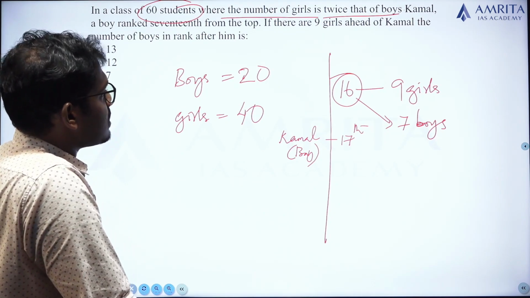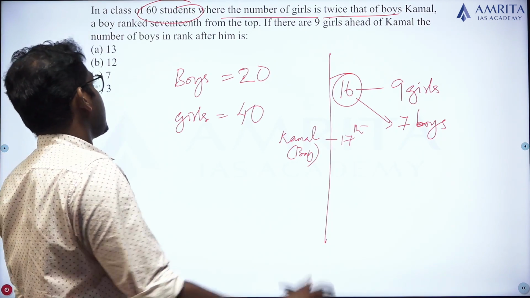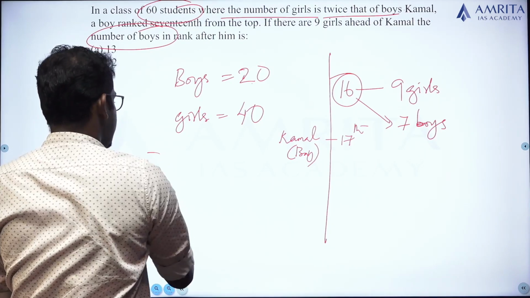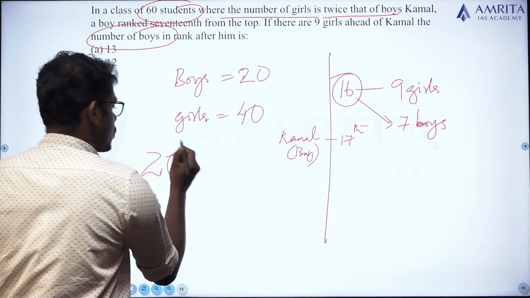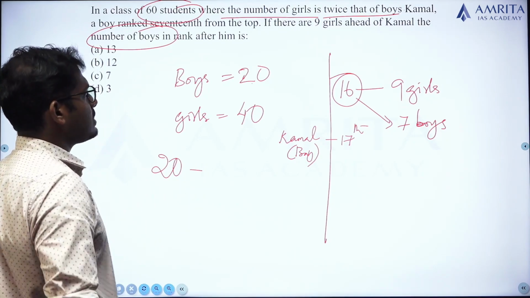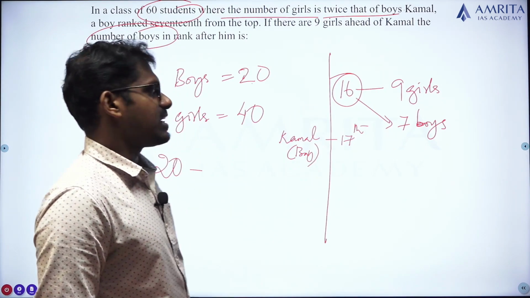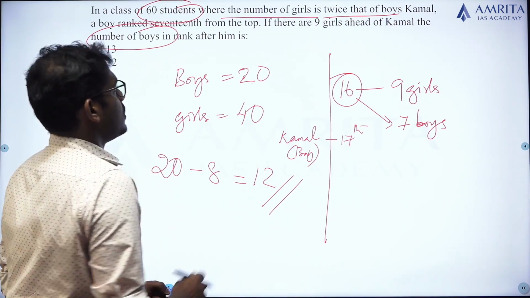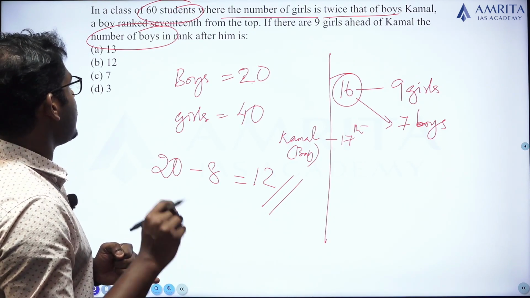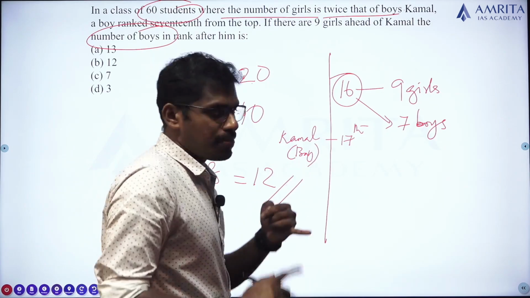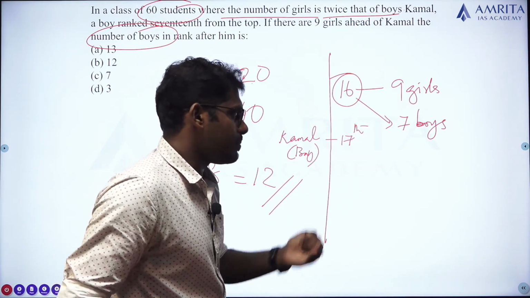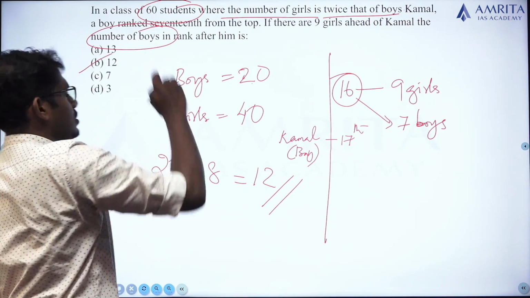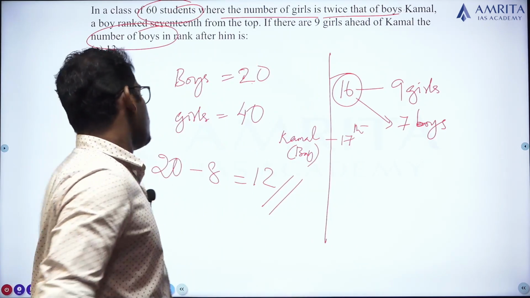Clear? The question is the number of boys in rank after him. How many boys are there in total? 20 boys. Out of the 20 boys, 1 is Kamal and there are 7 other boys. 7 plus 1 is 8. So 20 minus 8 is 12. He is a boy, counted as 1. Above him there are 7 boys. 7 plus 1 is 8. Total there are 20 boys. 20 minus 8 is 12. The answer for this question is option B, 12. Simple question. Okay, moving to the next question.